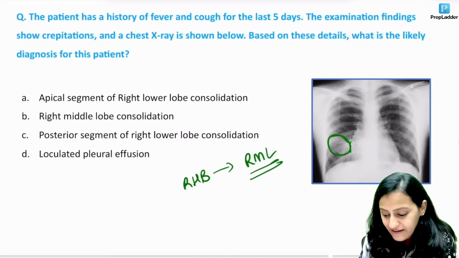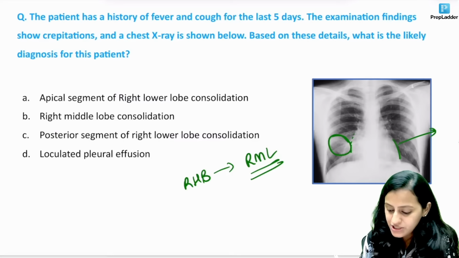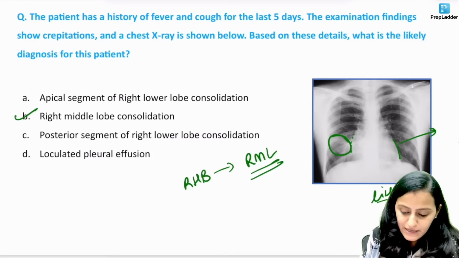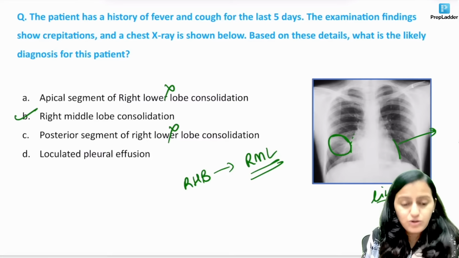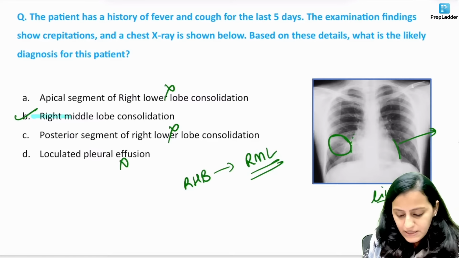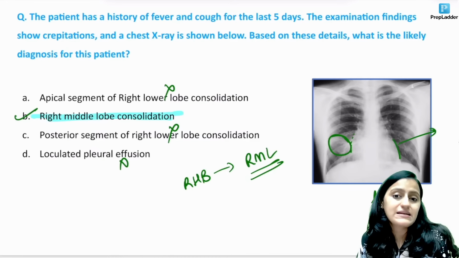Okay. And if the left heart border is gone, what pathology is it? Then it is lingula pathology. So this is right middle lobe, not the lower lobe, and this is not pleural effusion as well. This is right middle lobe pathology obscuring the right heart border.